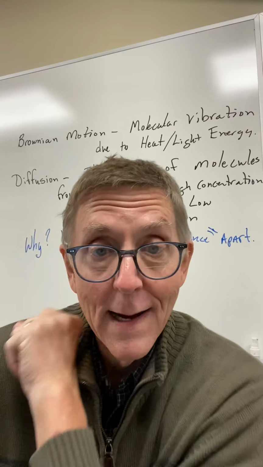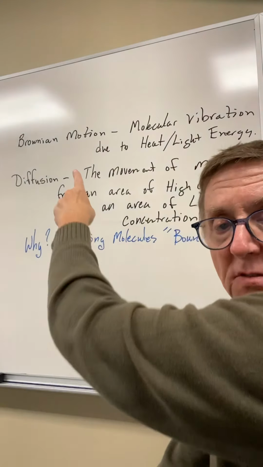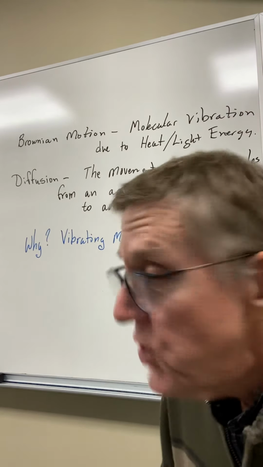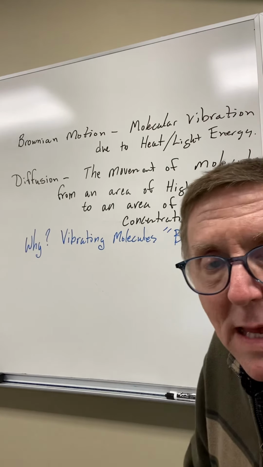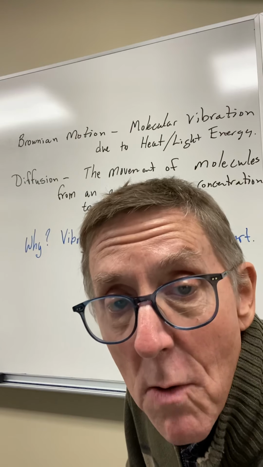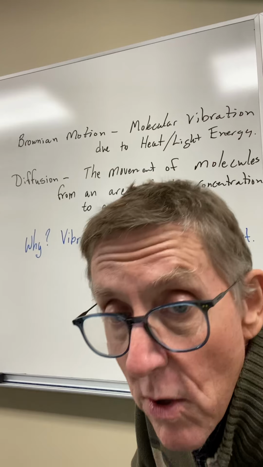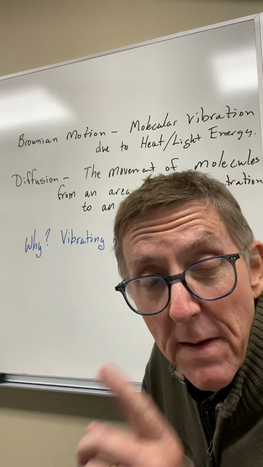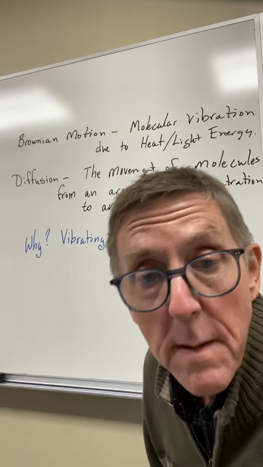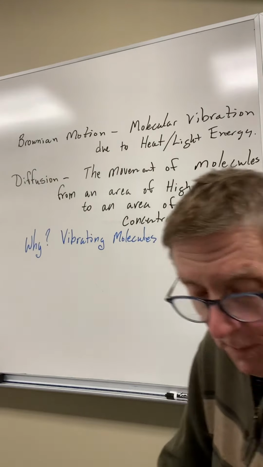It's on the board. I've written it on the board. Okay, so I've got a couple of things up there. Let's look at that top one first. It's something called Brownian motion. And you can see, if you can read my writing, it is molecular motion due to either heat or light energy, causing the molecules to vibrate. Depending on how much heat or light there is, the molecules are vibrating.